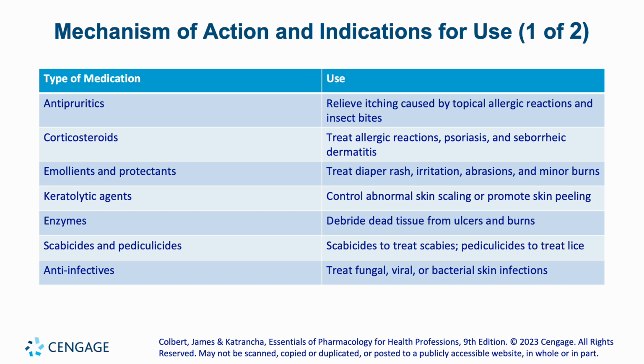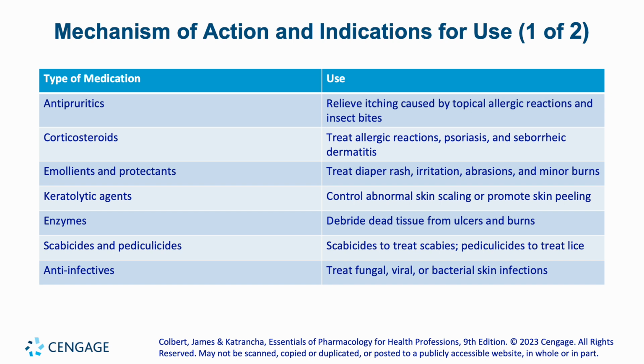Mechanism of action and indications for use. This is just a handy table here detailing all of the types of medication and what their indications for use are. So again, antipruritics relieve itching caused by topical allergic reactions and insect bites. Corticosteroids treat allergic reactions, psoriasis, and seborrheic dermatitis. Emollients and protectants treat diaper rash, irritation, abrasions, and minor burns. Keratolytic agents control abnormal skin scaling or promote skin peeling. Enzymes debride dead tissue from ulcers and burns.